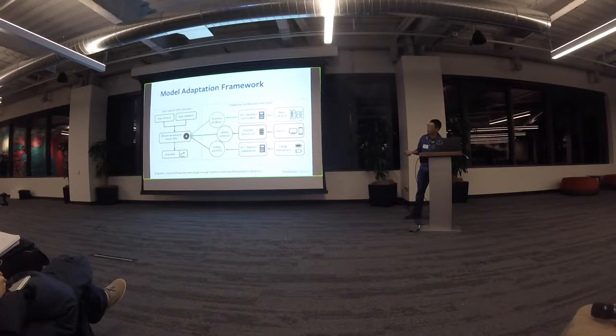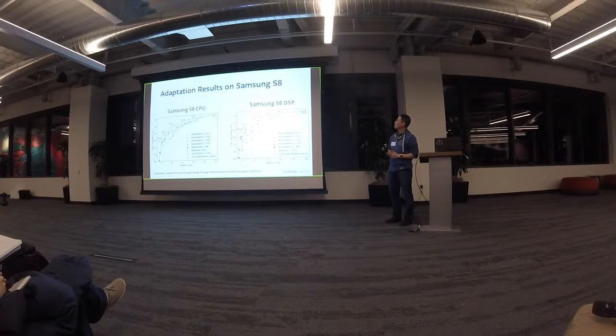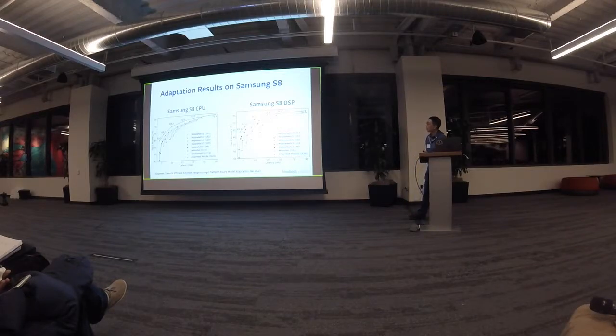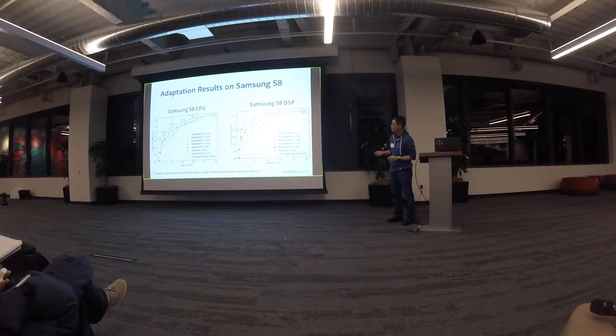The name we call this adaptation framework is CAMNet, which comes from chameleon net. So this is a short result of our adaptation results. There's a lot on the curve, so I'll go through them from top to bottom.